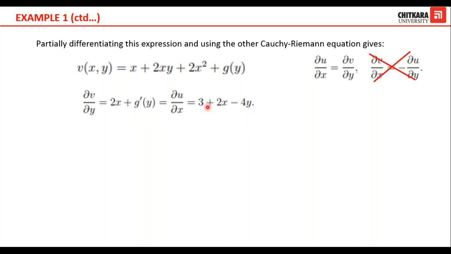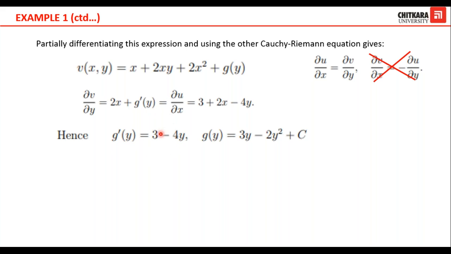Now, when you equate them, what can you see? That 2x will get cancelled from both sides. So you get the value of g'(y). What is g'(y)? g'(y) is 3 minus 4y. If g'(y) is 3 minus 4y, how will you calculate g(y) from here? You will integrate it. The function g only contains the variable y, there is no x present in this, so you will integrate it with respect to y.